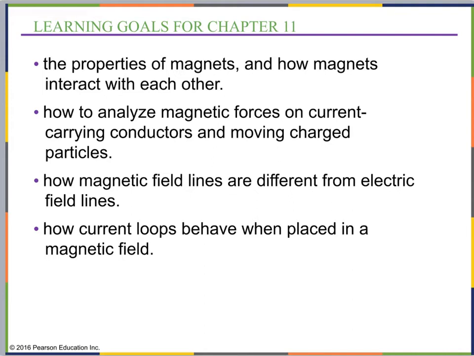And then at the end of this chapter, we're going to put some of that information together and look at how, if you have a whole loop of current, a closed loop, and you place it in a magnetic field, because of the forces that are exerted on the different parts of the loop, you can actually have it rotate, so you have a torque.